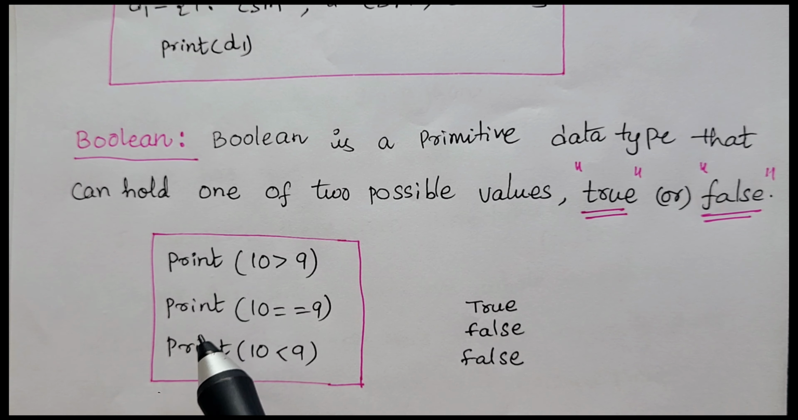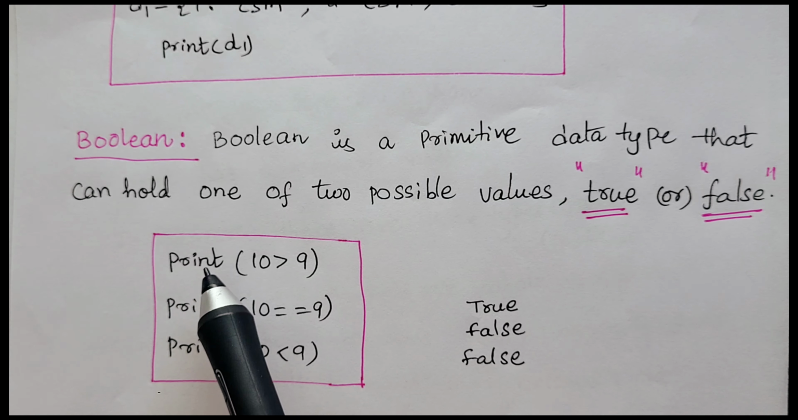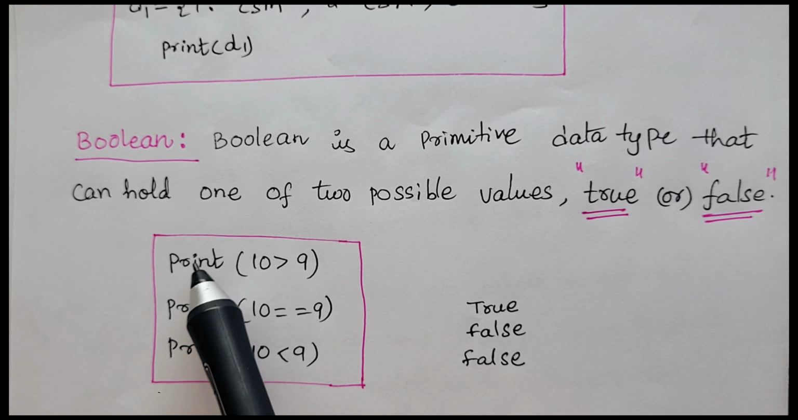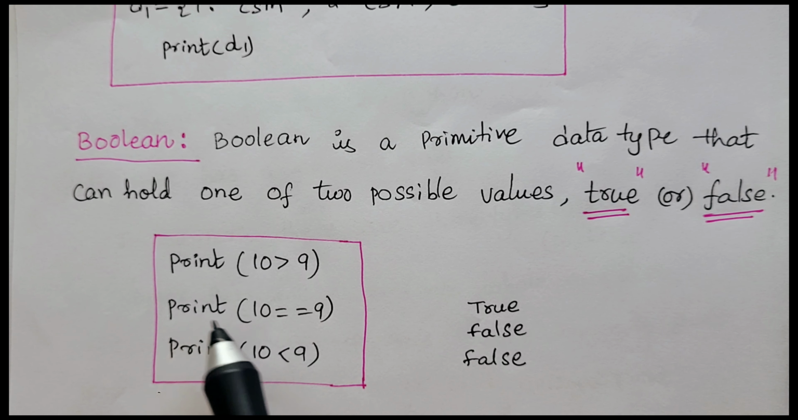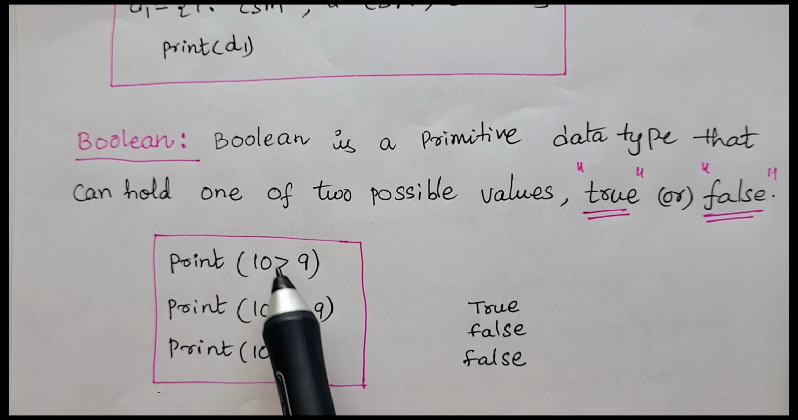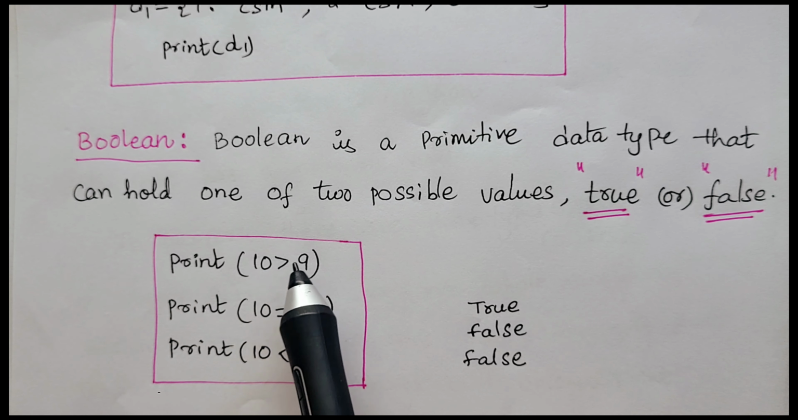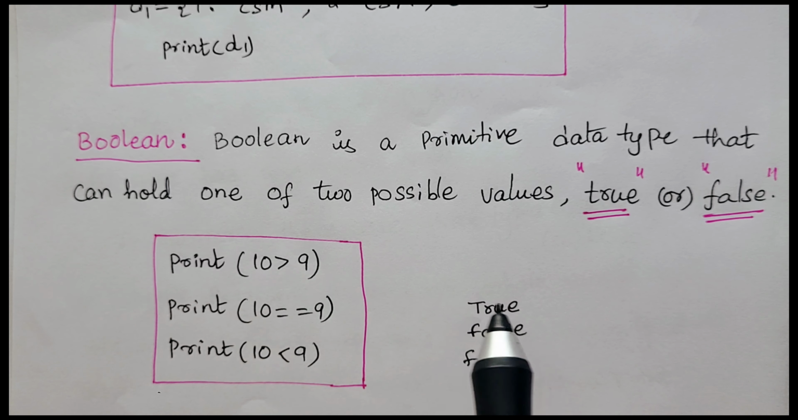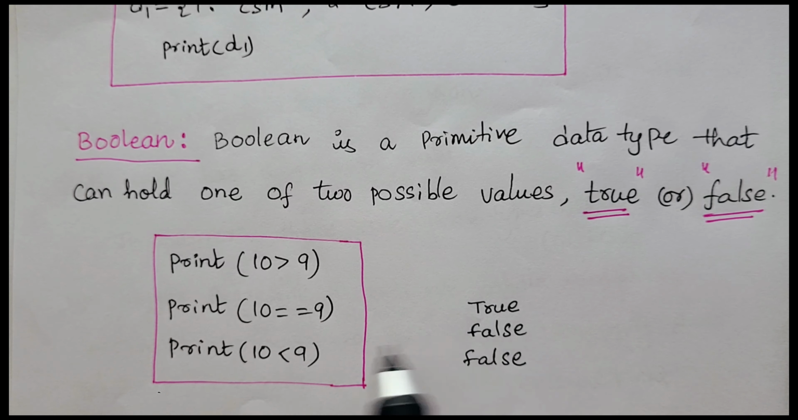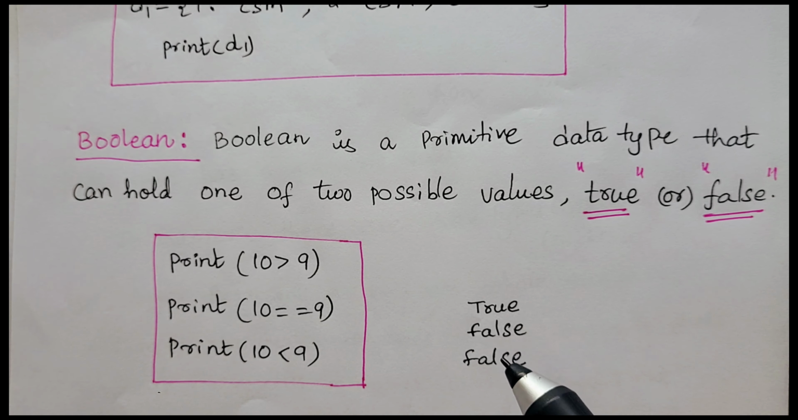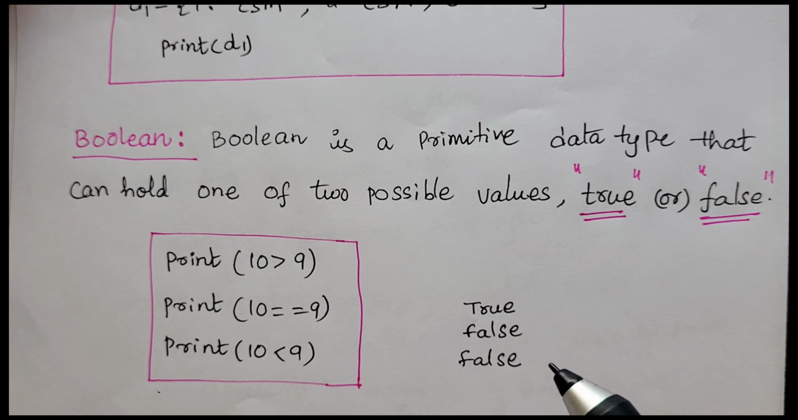I am going to use print. What is the purpose of print in Python? It is used to display a message. Print 10 greater than 9. Print 10 equal to 9. Print 10 less than 9. Always remember, 10 greater than 9 is true, that's why it prints true. 10 equal to 9 is false. 10 less than 9 is false. Remember, Boolean is nothing but true and false. The value of true is 1 and false is 0.